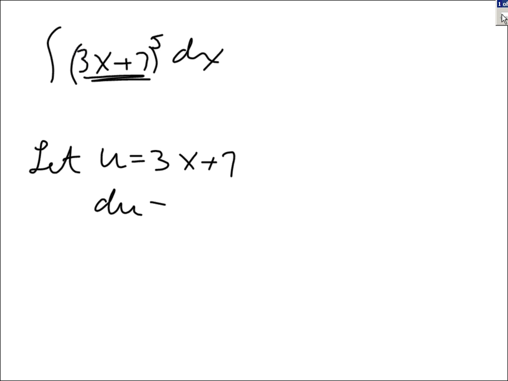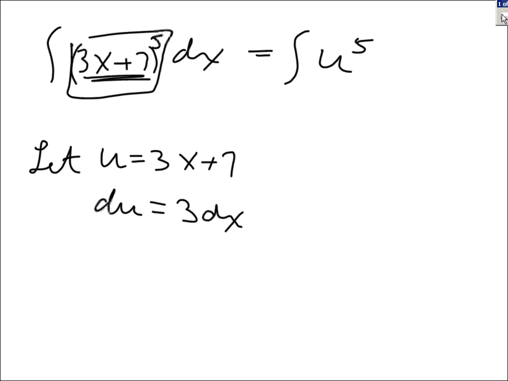Well then du will be 3 dx. This portion here will be u to the 5th. You have to justify every piece. Now, if only I had a 3 by the dx, then that would be du. But I don't have this 3, so I have to put a third in front. Once I put the third in front, then I do have the 3. So it's just 1/3 the integral of u to the 5th du.